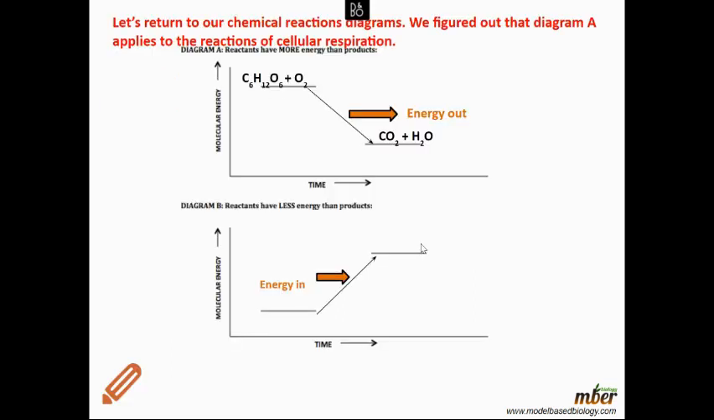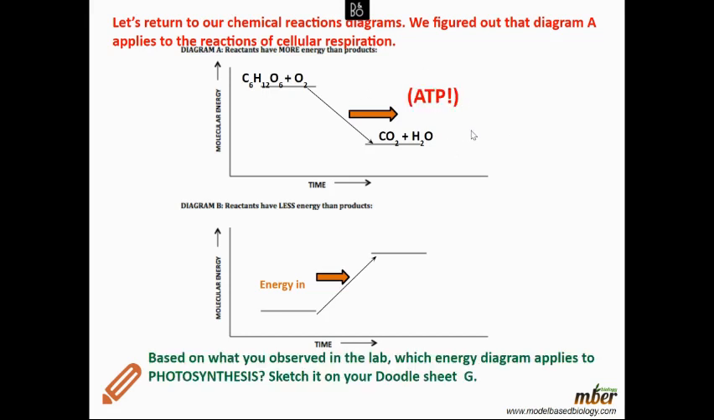Okay, so we're going back to our chemical reactions diagram. We figured out that diagram A, this top diagram, applies to the reactions of cellular respiration. So anything that goes through cellular respiration, also plants, but we'll think about us, taking glucose, sugars, and oxygen. That's our input. We take in food, we breathe in oxygen, and then as an output, why we need food is to create energy. So it gives off energy, and then we release or breathe out carbon dioxide, and we release water through sweat, pee, water vapor, all that. And the energy made is ATP. So that should be a review.